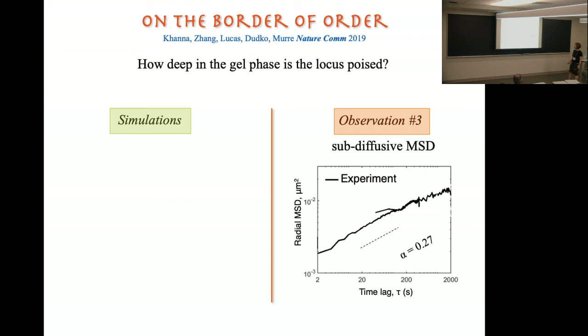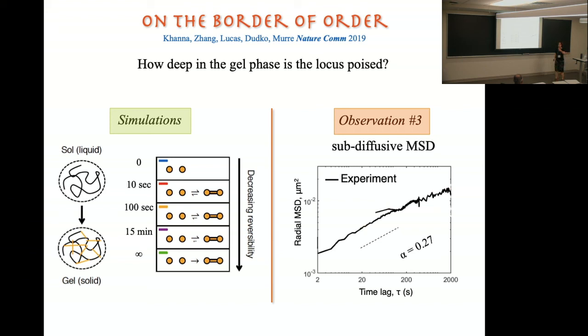And then we went back to the simulations and changed the on and off rate, changed the lifetime of the crosslinks, to see what lifetime will result in the best agreement between theory, simulations and experiments. And when we change the lifetime, the mean square displacement gradually changes its slope.